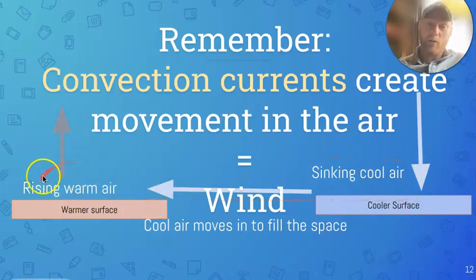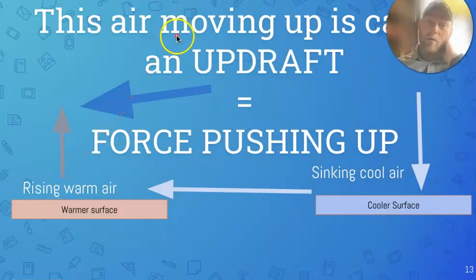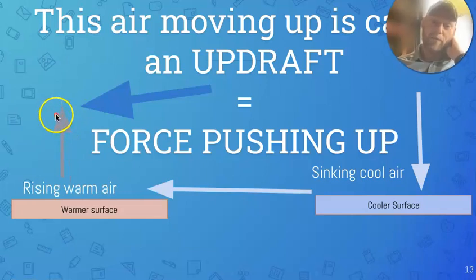As it's rising, it's creating empty space. Empty space doesn't really exist on Earth because things fill it. And that is what wind is. Wind is cooler air coming in to fill up that space. That air moving up is called an updraft. And it is pushing up with a force. We can represent a force with an arrow. The greater the force, the longer the arrow.